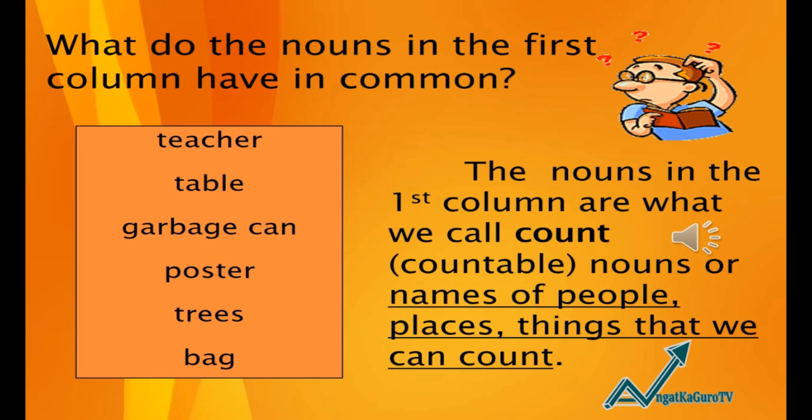Okay, what do the nouns in the first column have in common? Teacher, table, garbage can, poster, trees, and bag. The nouns in the first column are what we call count or countable nouns, or names of people, places, things that we can count.